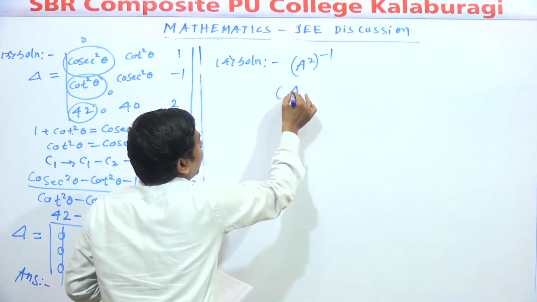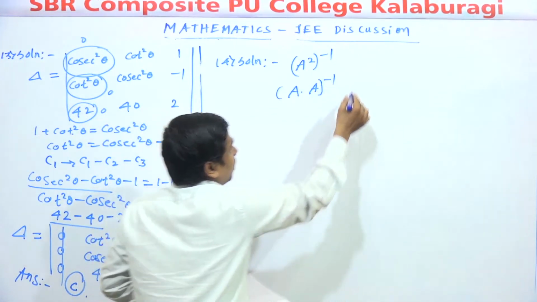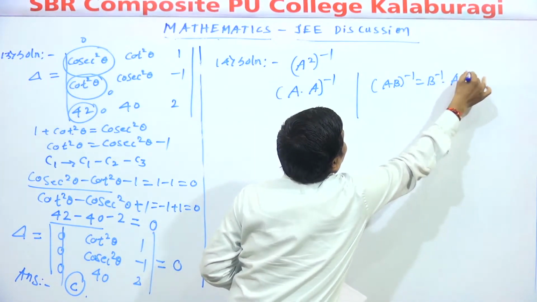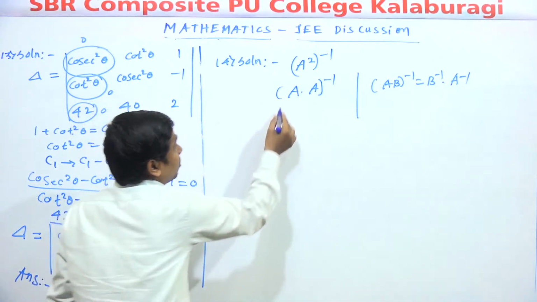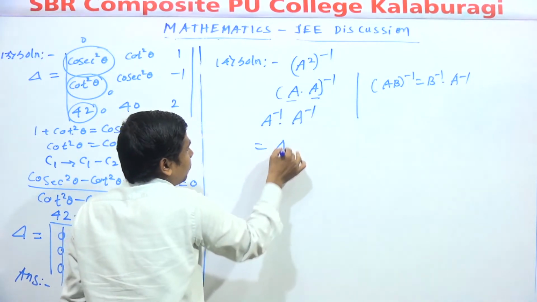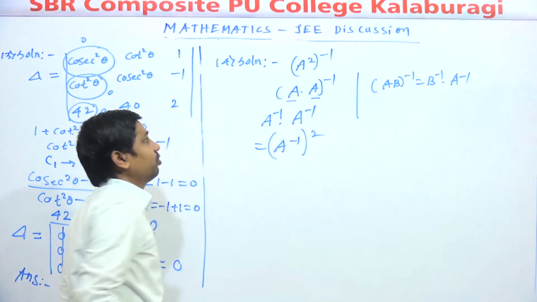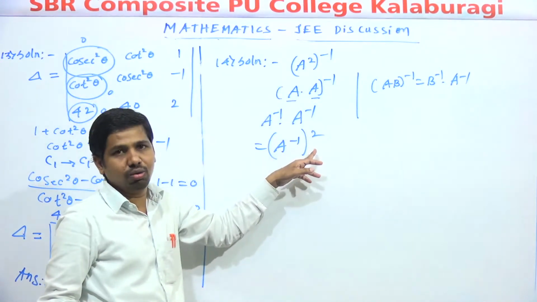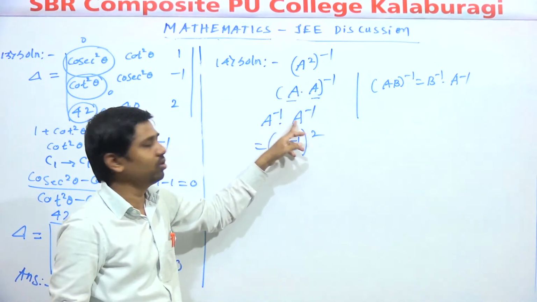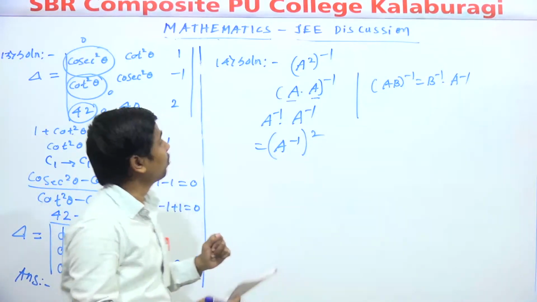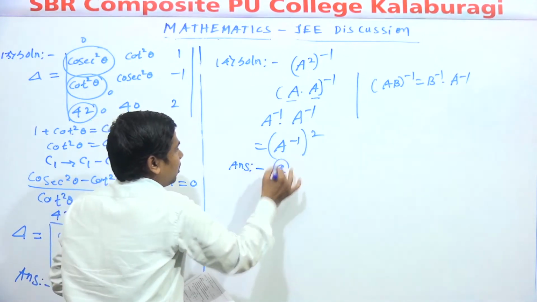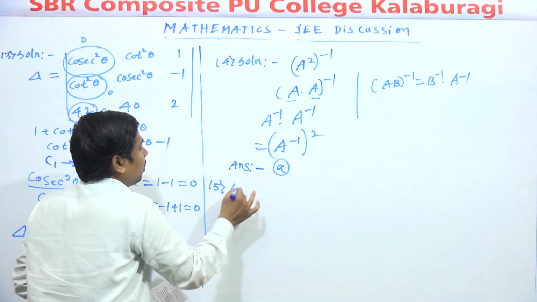So this A square we can write as A into A. AB inverse is given by B inverse into A inverse. So this is B inverse into A inverse, that is A inverse whole square. So the inverse of A square is A inverse whole square. Which option is correct? It's the first option. The answer is A. This was for the 14th question.